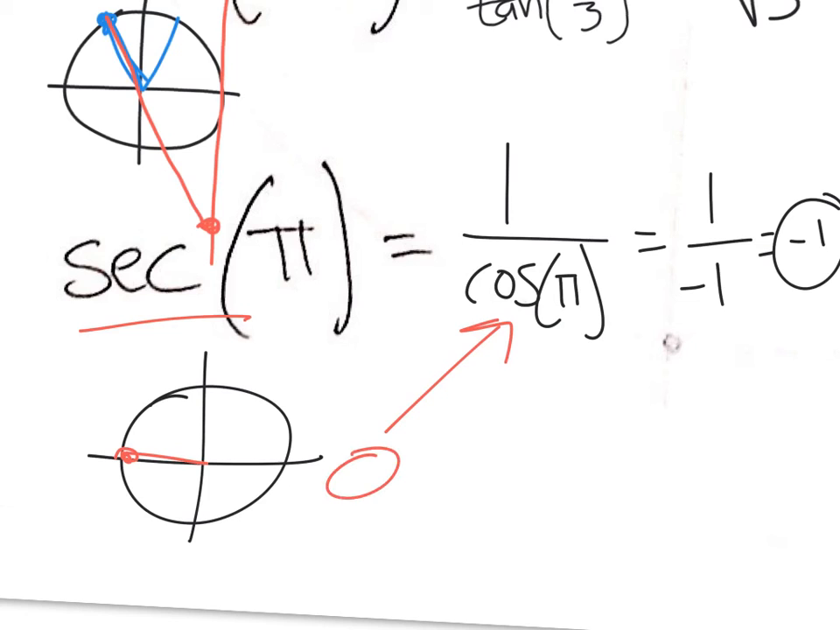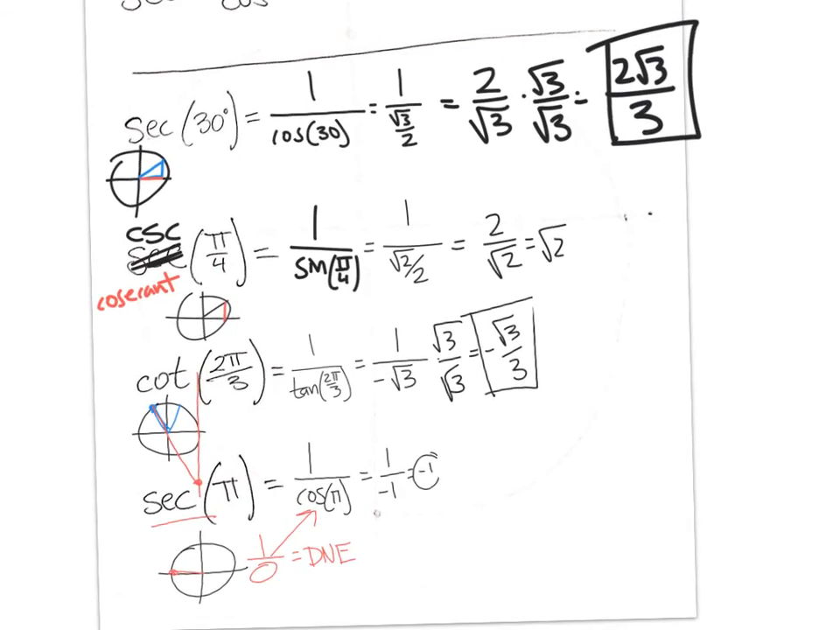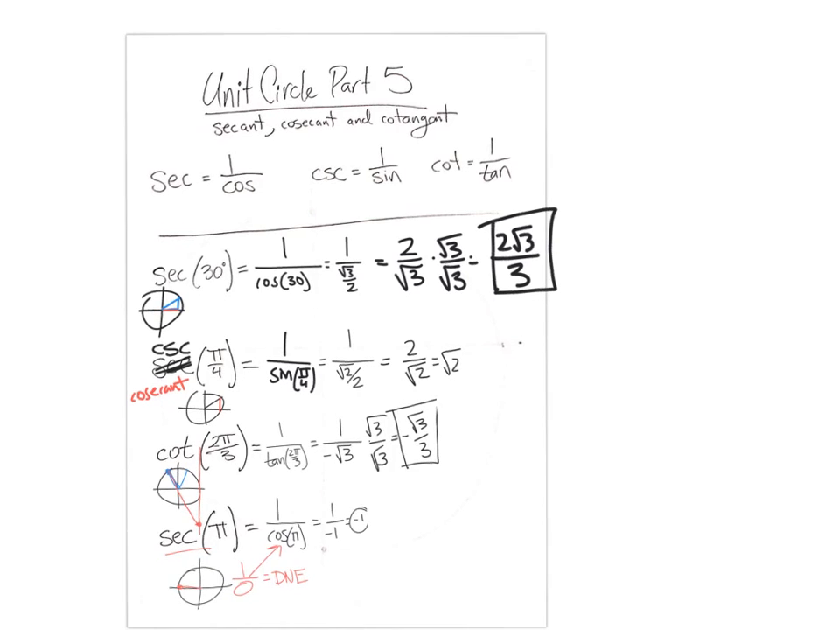If you end up with 0 in the denominator, so something like this, of course that would be, does not exist. So that's it for these co-functions. Just make it as 1 over the normal function and find your value that way.